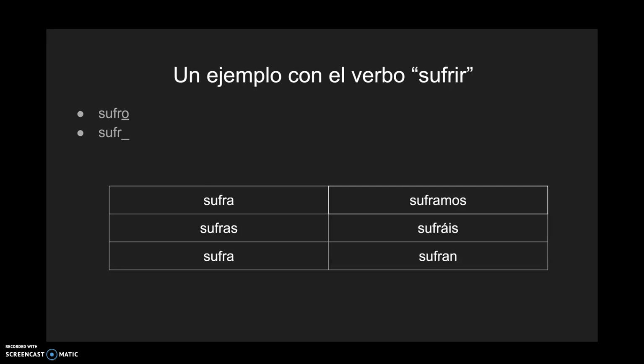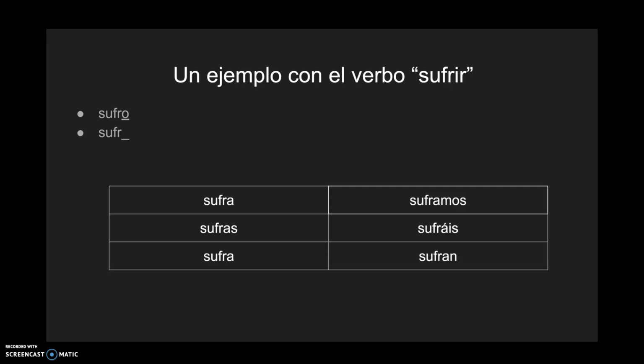You have an example here with the verb sufrir. So once again, at the bottom of página 2, for the first bullet point, write down sufro. The second bullet point, write down sufro without the O, so you've got that ending. And you have sufra, sufras, sufra, suframos, sufráis, y sufran.